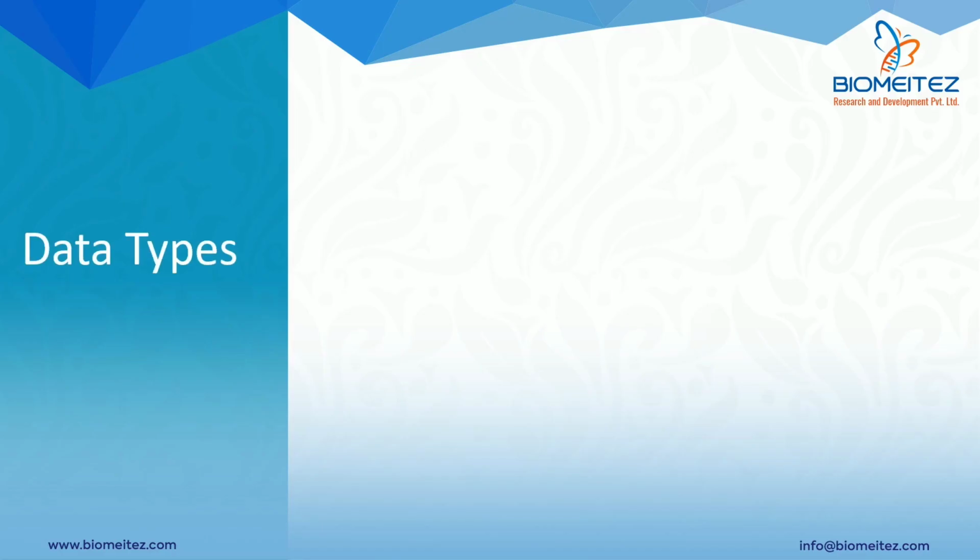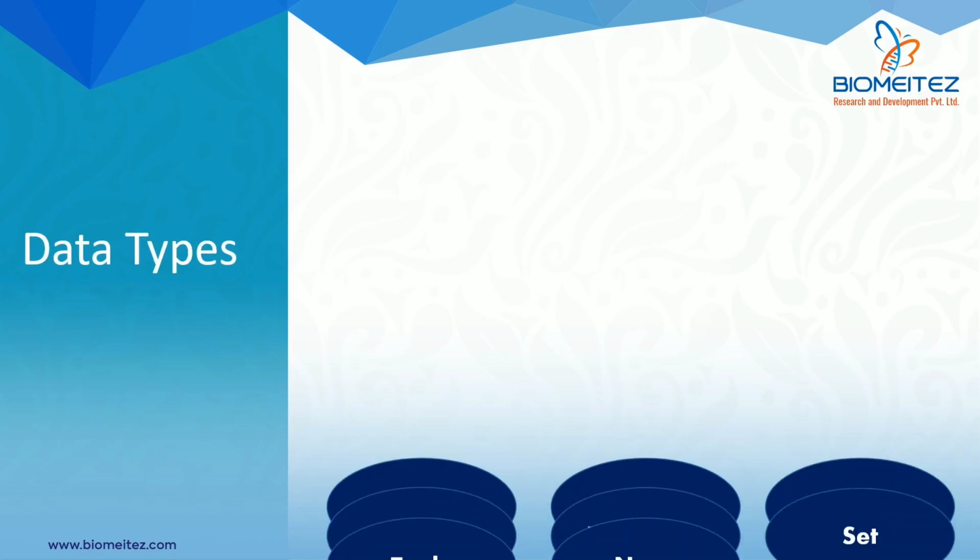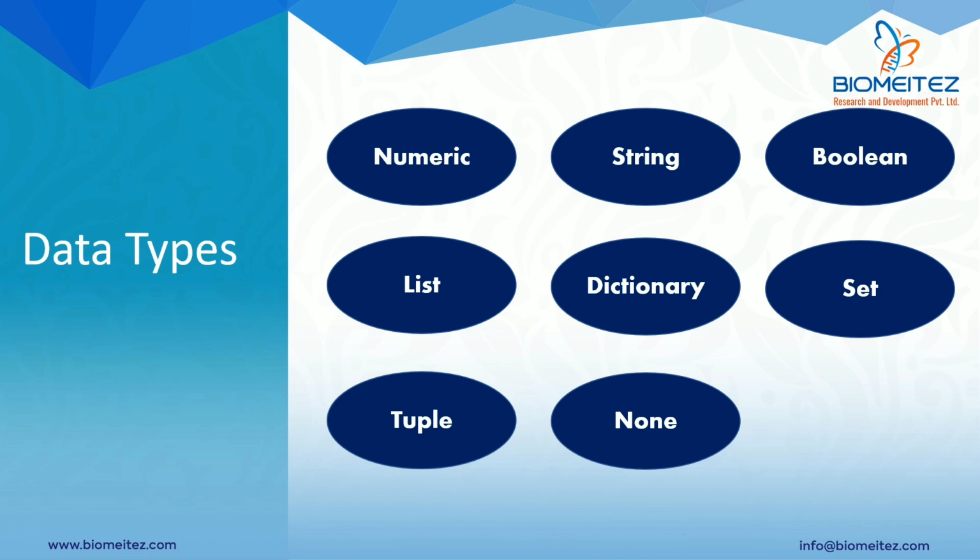Next we can move to data types. As you see here, these are the major data types used in Python. In Python, we need not specify the data type explicitly for a variable. Based on the value we provide to a variable, Python will automatically recognize it.